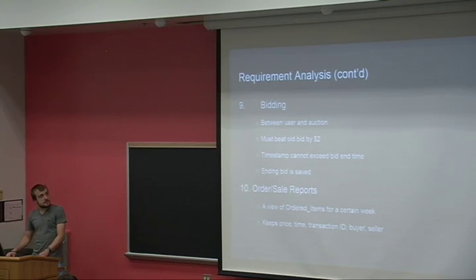Next is bidding. This is between a user and an auction, a buyer and an auction. Every bid must be greater than $2 or it's thrown away. Timestamps are also given, so that a bid cannot exceed the time given for a certain auction. And so in case someone bids too late, they get cut out.